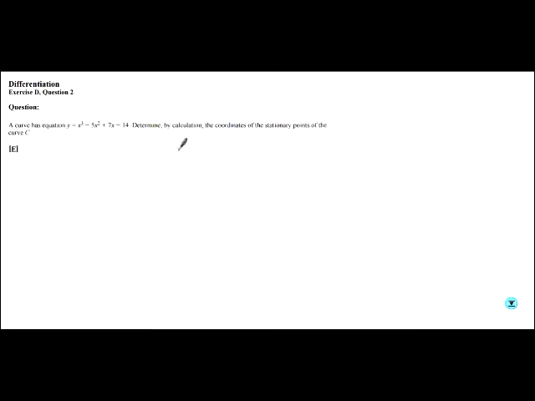Hi there guys, question 2, and we're just asked to find the coordinates of these stationary points. So we don't have to determine whether they're minimum or maximum, we just have to find them. Now, a stationary point, whether it's a minimum or a maximum, they have the same thing in common. If you draw at the very lowest point here, you'll see the gradient is always 0, and that is the same here. So that's how we can find them.